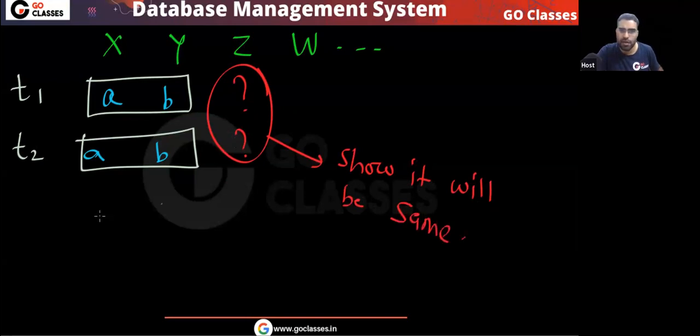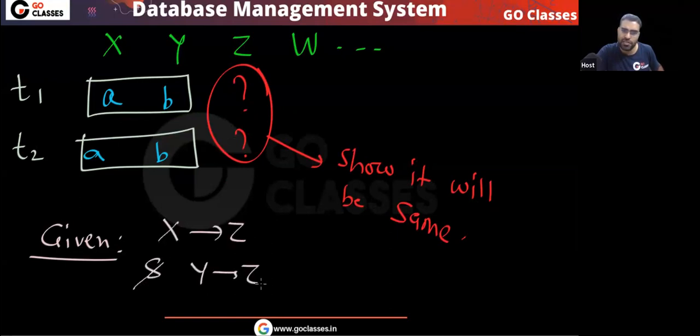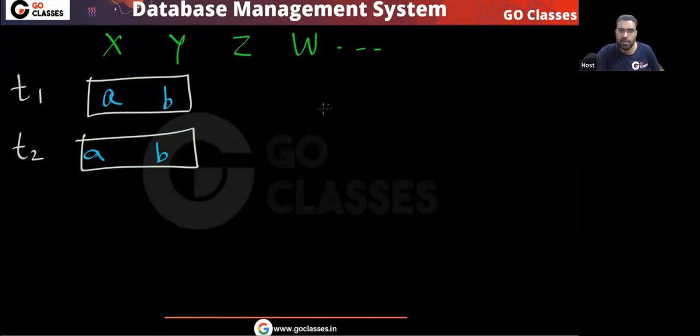Okay, so tell me, and remember, this is already given to you. It is already given to you that X determines Z and Y determines Z. So you can easily see that X determines Z alone is enough. X determines Z, this is given to you.